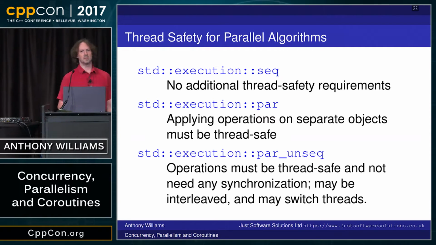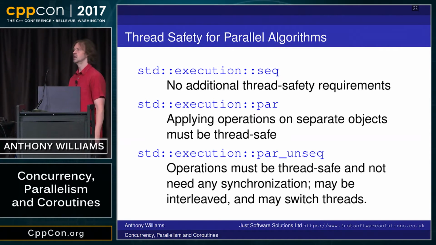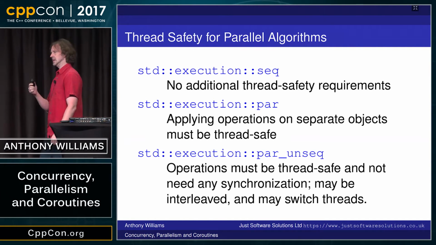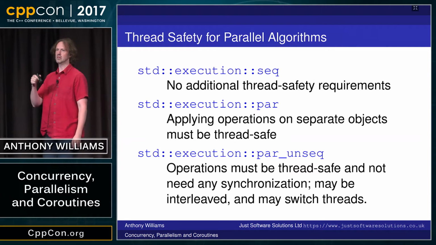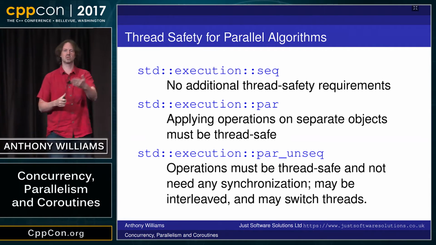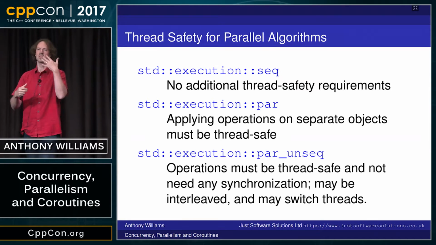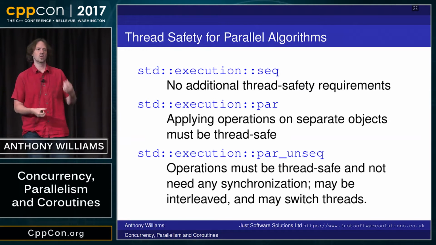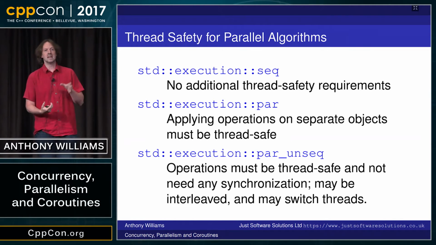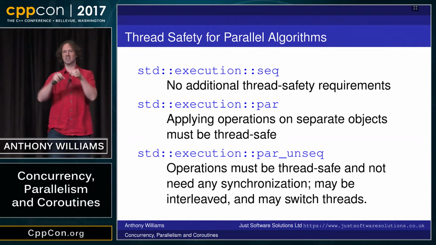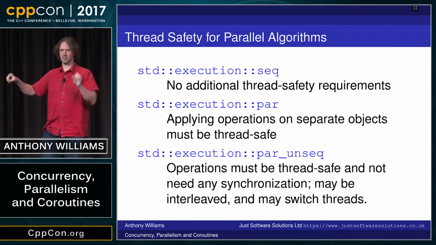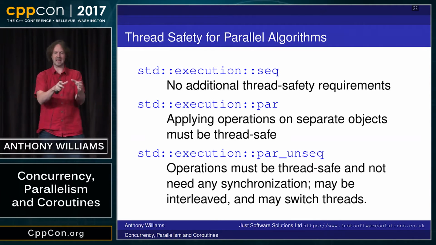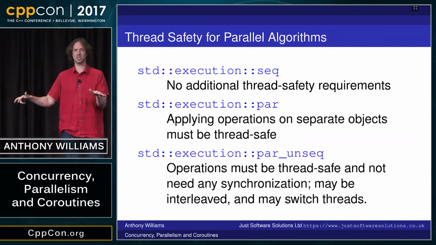If you specify the parallel execution policy, execution par, then it's up to you to ensure that if the library runs your user-supplied code, so with a for each example, the function that you've supplied, or if you're doing sort, then a comparison or a swap, provided that the elements being worked on in different threads are different elements, then those invocations should be okay. It's up to you to ensure they're okay.